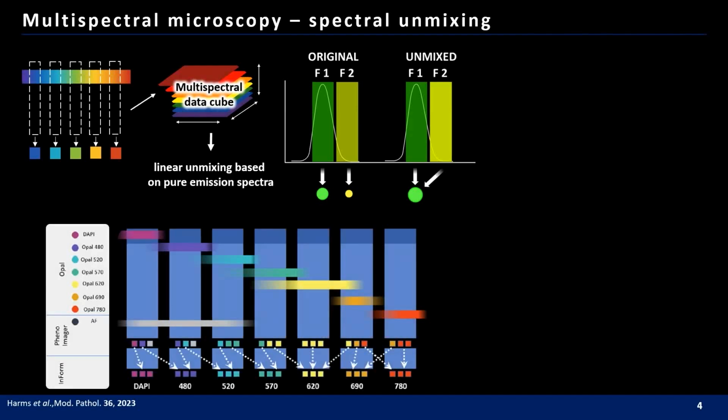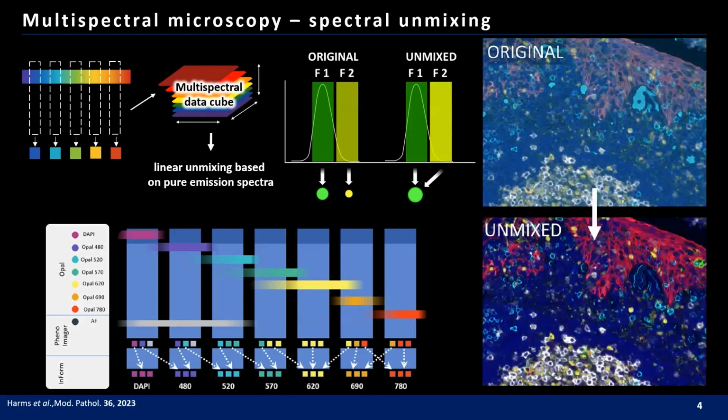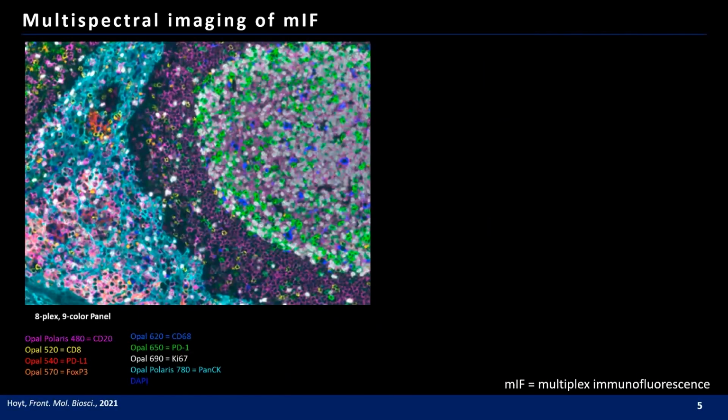This figure shows the Opal emission spectra and the different filters which are suitable for a 7-plex panel. Fluorophore emissions extend into nearby channels, resulting in non-specific signals. You can see it's very difficult to distinguish different markers from one another. During post-acquisition processing, emissions are reassigned to the proper channels in order to visualize the claimed signals. Here's an example of an immune 8-plex panel plus the nuclear stain DAPI, so a 9-color multispectral image.